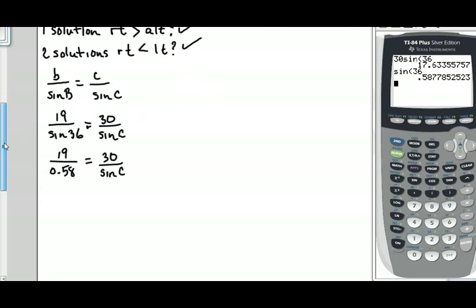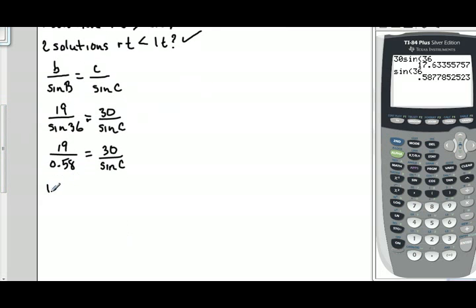The next thing we'll do is cross multiply. When we cross multiply, what we get is 19 times sine C equals 0.58 times 30, which is 17.4. The next thing we're going to do is divide both sides by 19. So sine of C equals, let's divide by 19 here.